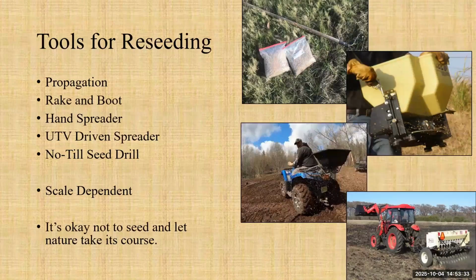So reseeding can look like a variety of things. It can look like propagation, where you're going out and picking seed in the fall on your own and planting them on your own, or you're just putting out that seed, which would be kind of the rake and boot, where you're taking a rake, you're putting the seed down, and you're pressing it into the ground with your boots. Using a hand spreader, like you're going to spread the Scott's fertilizer in your yard.